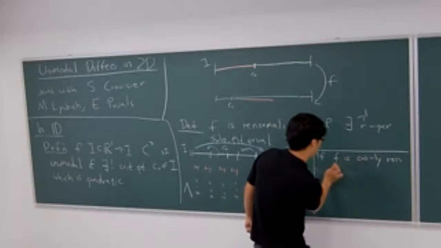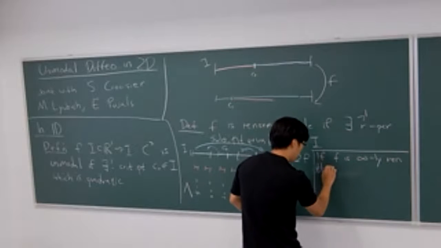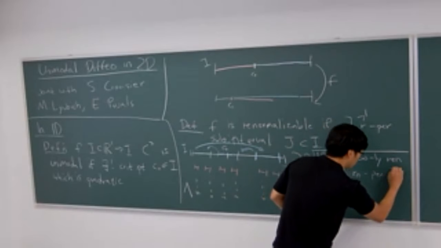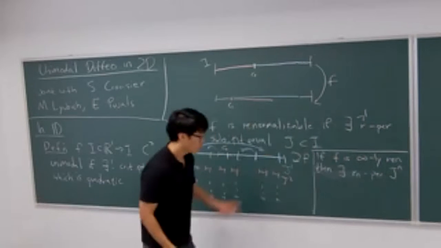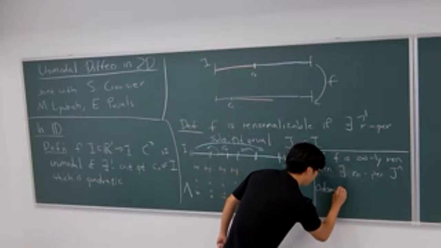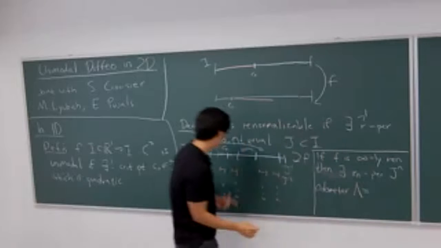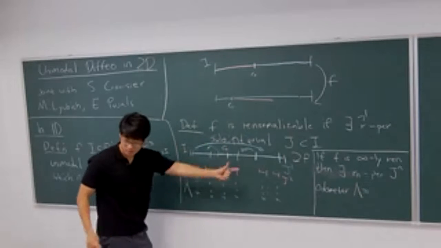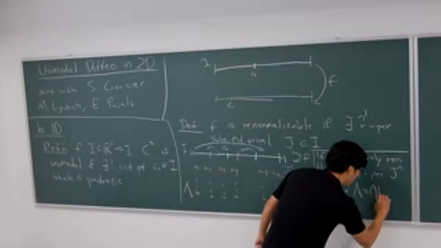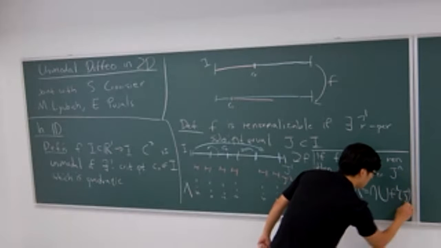Let me make some notation. F is infinitely renormalizable if there exist periodic subintervals J_n which are nested, and we have the odometer, which I'll denote by lambda, defined as the intersection of the union of the images of these periodic subintervals.